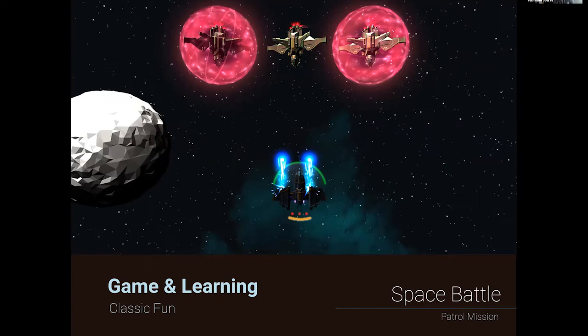Also, we have the fun element. The pirates from time to time attack the base, and the player needs to construct ships with those resources to fight them.